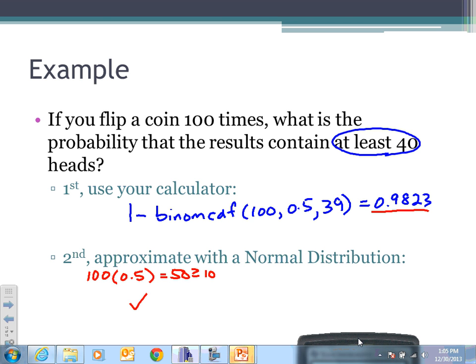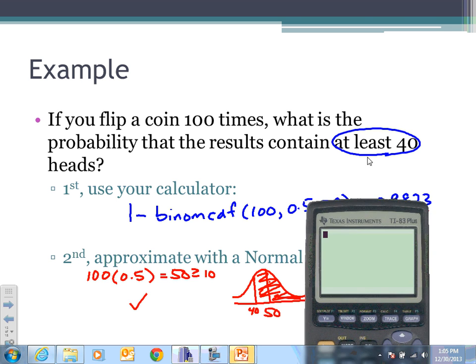In order for us to use a normal distribution, we first need to find the mean and standard deviation. If we flip a coin 100 times, we know that on average we would expect to get 50 heads. So we're going to be using a normal distribution where the mean is centered on 50. If I think about shading this, if I want to find the probability that there's at least 40, 40 would be down here below 50, and we're ultimately going to be trying to find this shaded region right here.